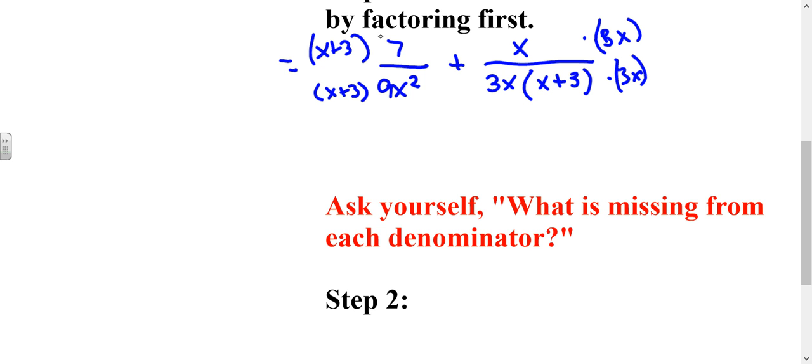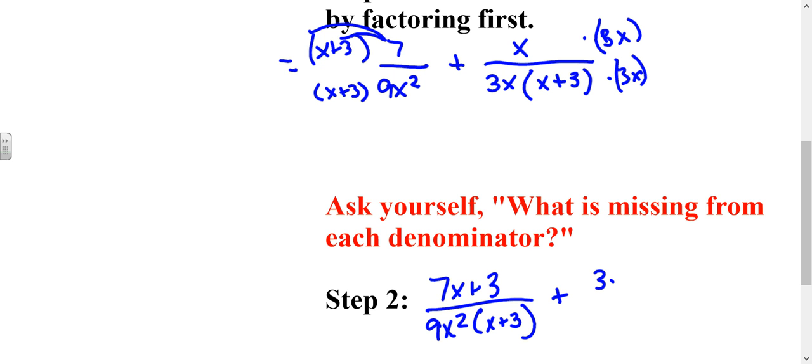So if I take 7 times x plus 3, I would have to distribute that. So I would get 7x plus 3 over 9x squared times x plus 3. Now you don't have to multiply out the denominators, because even if you leave them in factored form, they're going to be the same, which was our goal. So it doesn't really matter. You should leave that alone. Okay. Then the top, if I take 3x times x, I get 3x squared. And then the bottom, 3x times 3x would be 9x squared, and then x plus 3. So now I have a common denominator.